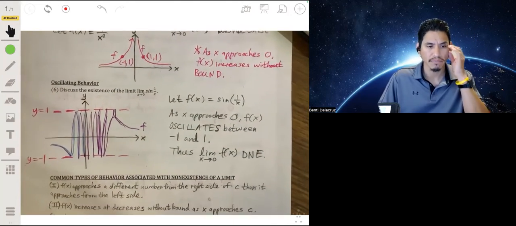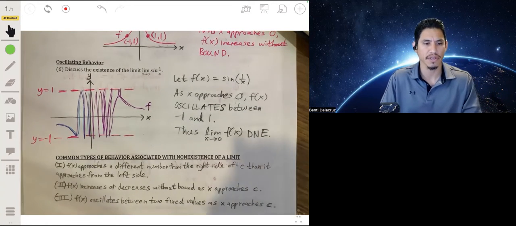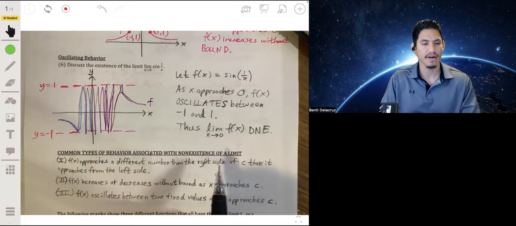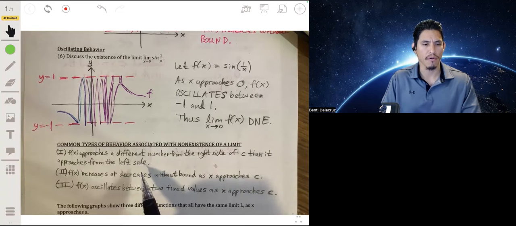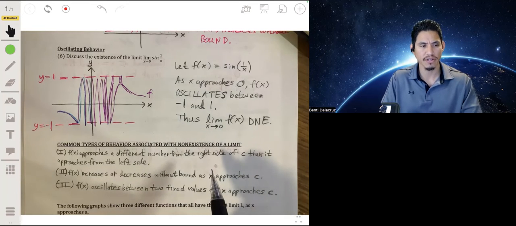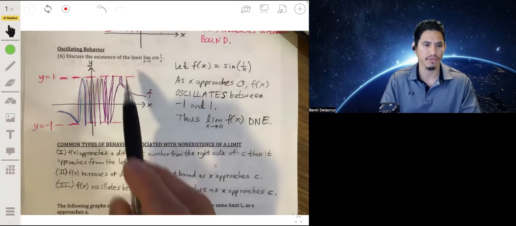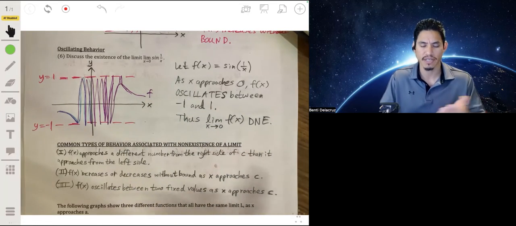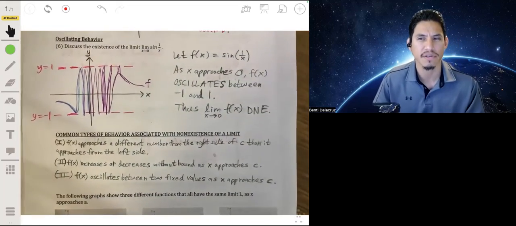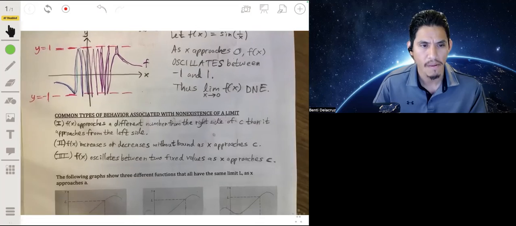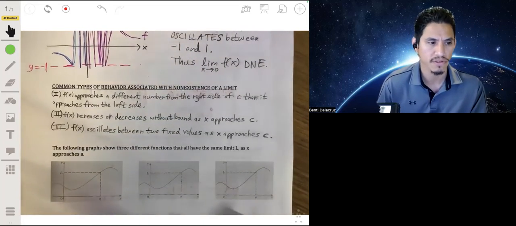Okay, so what we learned is three common types of ways that a limit fails to exist. It approaches a different number from the right side of c than it does from the left side, or it increases or decreases without bound. It goes to infinity or negative infinity. We saw the one that went to infinity, or it can oscillate. It oscillates in this case between -1 and 1 infinitely. It doesn't approach anything. So it's just three general ways, and those are pretty much all the ways you typically need to know for calculus. But we'll see some good examples as we move through this unit.